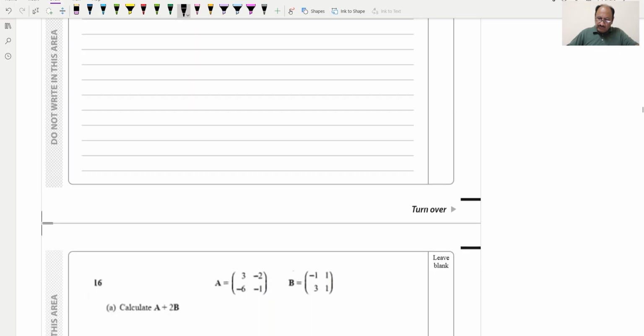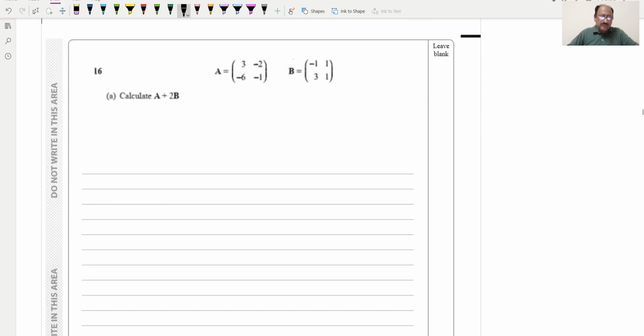Next is question number 16, and question number 16 says matrices A and B are provided, and we have to find A plus 2B. So A plus 2B will be equal to: A matrix is this one, 3, minus 6, minus 2 and minus 1, plus 2 into B, which is minus 1, 3, 1 and 1. And now we can add them.